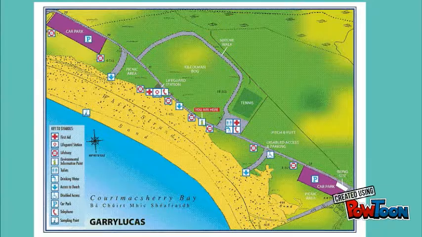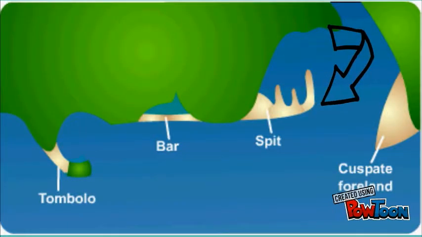We also studied some more unusual features of coastal deposition, called spits, bars and tombolos. A spit is an extended stretch of beach material that projects out to sea and is joined to the mainland at one end. Spits are formed when the prevailing wind blows at an angle to the coastline, resulting in longshore drift. An example of a spit is Inch Strand in County Kerry.